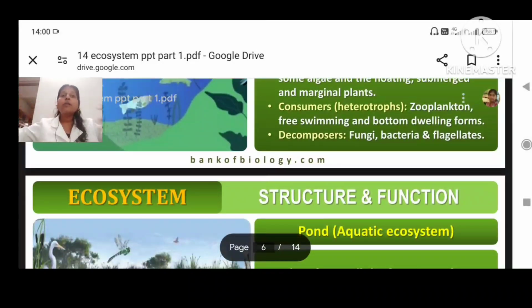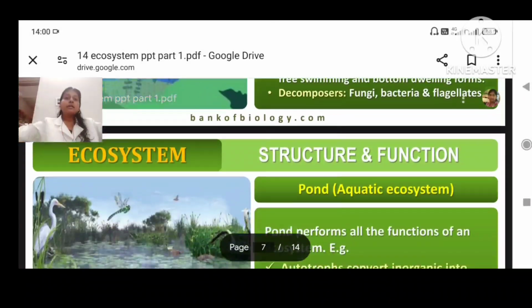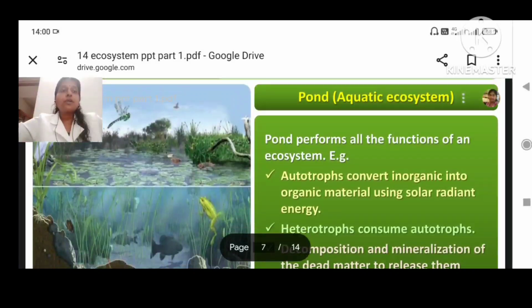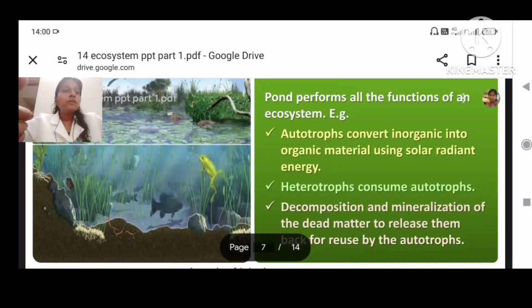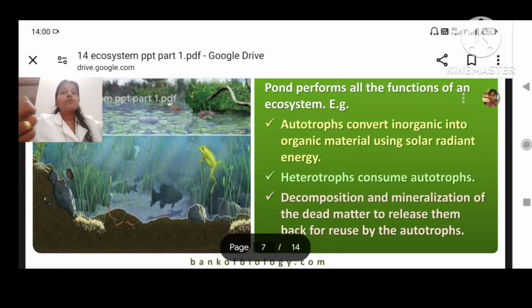So they are all forming a link, and it's very important for everyone to be present in order to survive, clear? So that is what? A pond ecosystem. Now we are moving on to the functions of an ecosystem. Pond performs what and all they are saying.